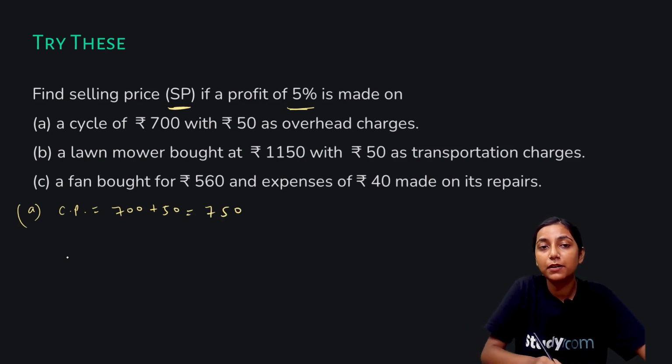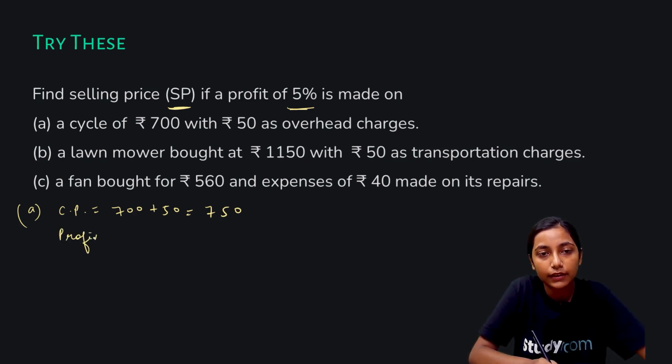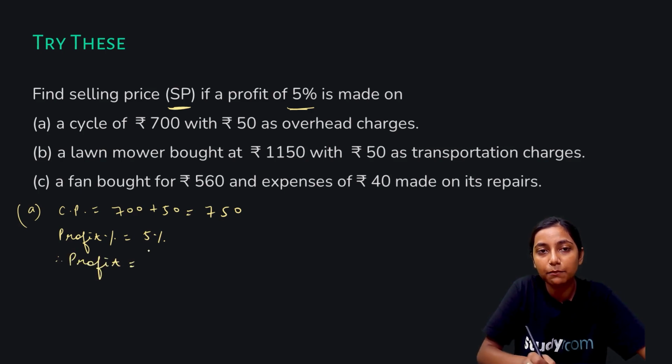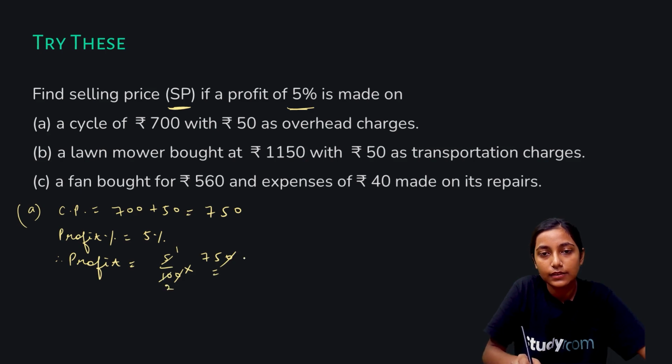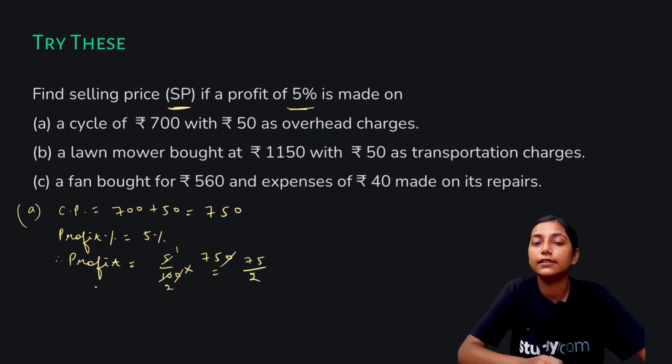We are given the profit percent and we need to find the selling price. So the profit percent is given to be 5%. Therefore, our profit will be how much? The profit that the person is having is 5 upon 100 of the cost price, 750. This is the profit that he is having. 75 by 2. This is his profit.